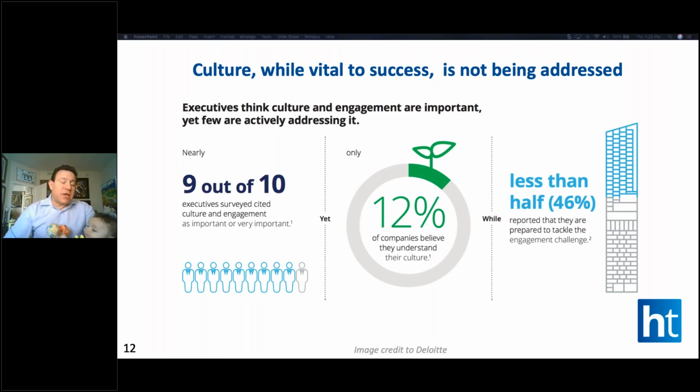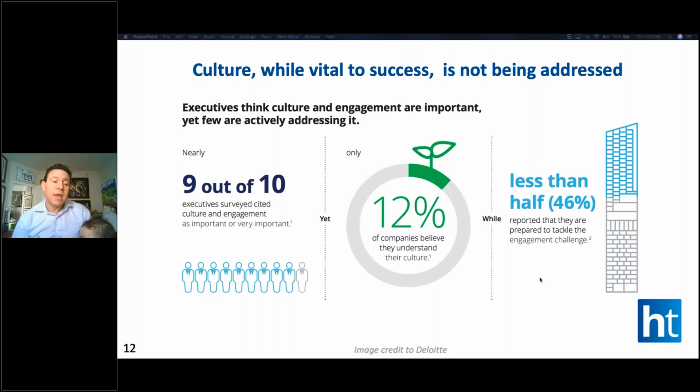The study also showed that culture, even though it's really vital to success, is not being addressed. Nine of 10 executives think that culture and engagement are truly the most important thing in terms of their people management. But only 12% of companies actually believe they understand their culture at a deep level, not that everybody defined it and put it on a wall, and that's the mantra that we say to all of our clients and our employees when they start onboarding. While less than half, 46%, reported that they are prepared to tackle the engagement challenge. So a lot of companies just aren't ready for it yet, they believe.